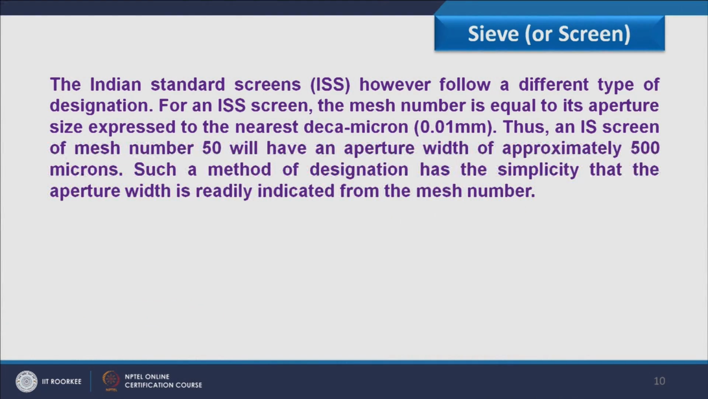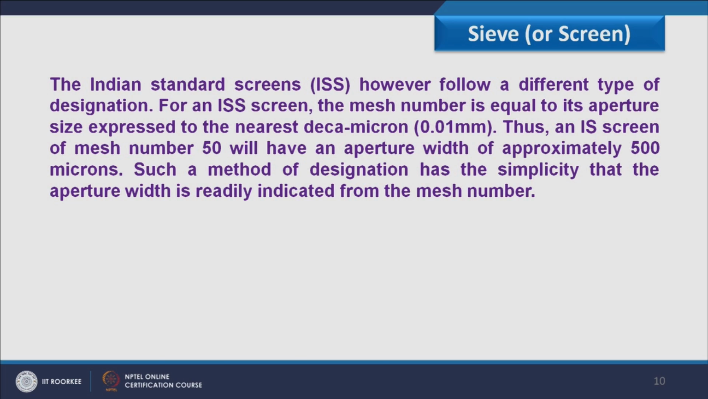So, such a method of designation has a simplicity that aperture width is readily indicated from the mesh number. If I consider British standard or American standard, it is quite opposite. For example, as the mesh number increases, screen size will decrease. So, that is quite complicated to remember. However, in Indian screen, if I am having more number of meshes, it has more aperture size. So, it is easy to remember.